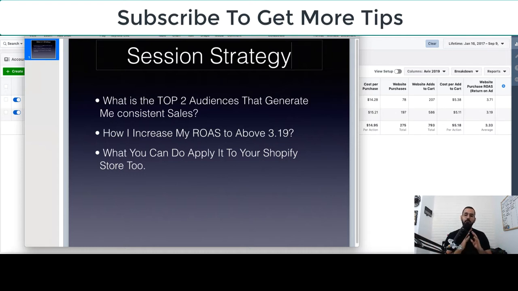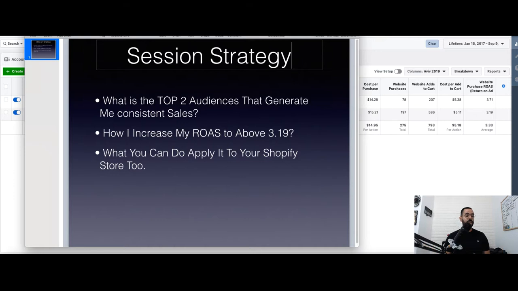Okay, and these audiences you can implement today, and of course it's especially for Shopify, and I will explain right away. So in today's session, what we are going to learn is what the two audiences are that actually crush it for us, and how we can get consistent sales. This has been working for 30 days.